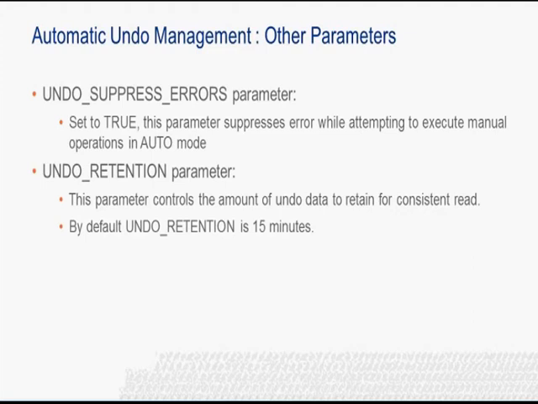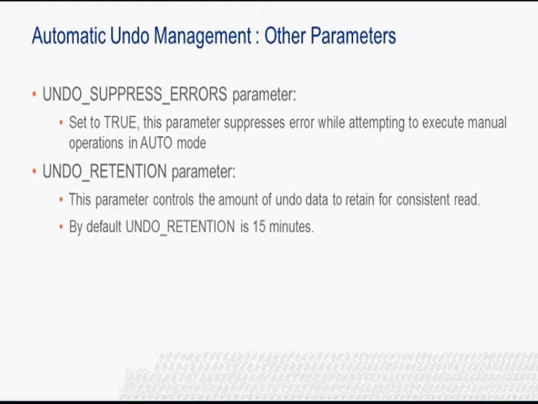Automatic undo management, some other parameters. UNDO_SUPPRESS_ERRORS. This enables the user to suppress errors while executing manual undo management mode operations, for example ALTER ROLLBACK SEGMENT ONLINE, in automatic undo management mode. Setting this parameter enables the user to use the undo tablespace feature before all application programs and scripts are converted to automatic undo management mode. For example, if we have a tool that uses the SET TRANSACTION USE ROLLBACK SEGMENT statement, we can add the statement ALTER SESSION SET UNDO_SUPPRESS_ERRORS = TRUE to the tool to suppress the ORA-30019 error.